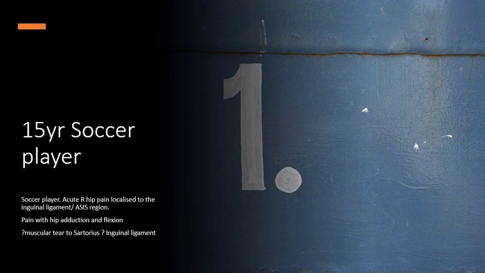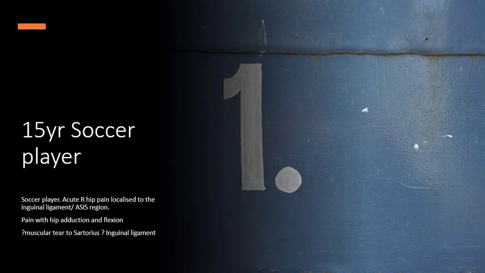So this is one case in under 2 minutes. A 15-year-old soccer player was injured during the game, suffering acute right hip pain, and it was localised to the inguinal ligament and the ASIS. So the referring physician was concerned that with the pain on hip adduction and flexion, there was a muscular tear, perhaps to sartorius or inguinal ligament.